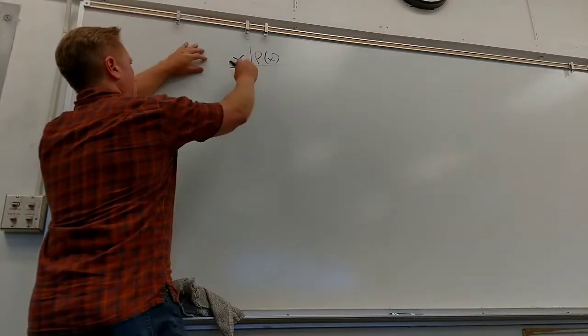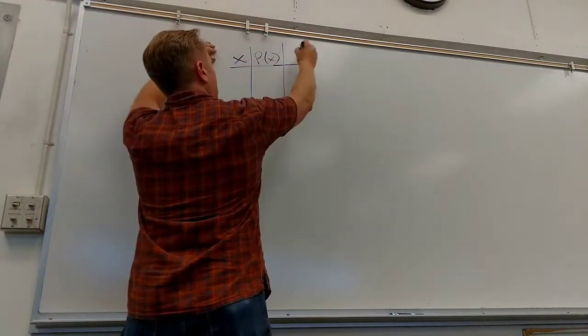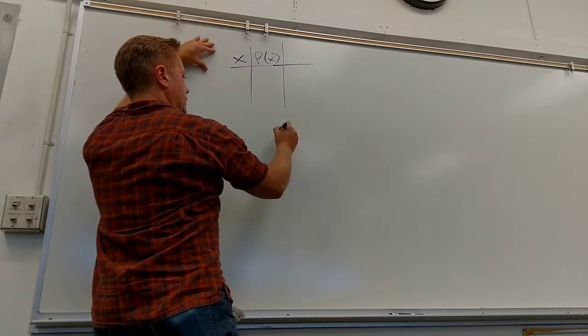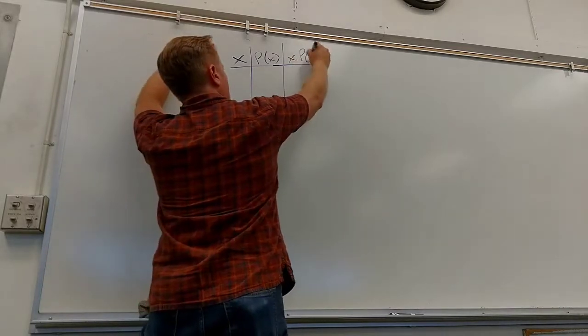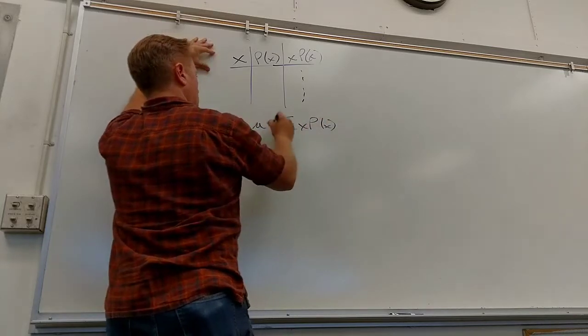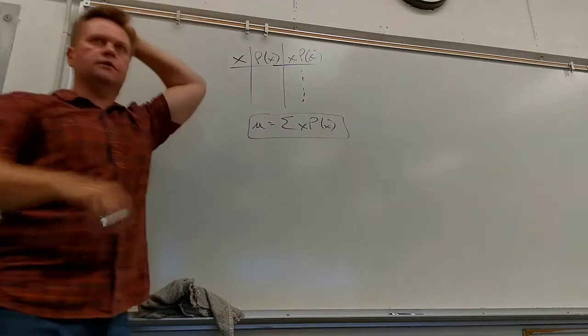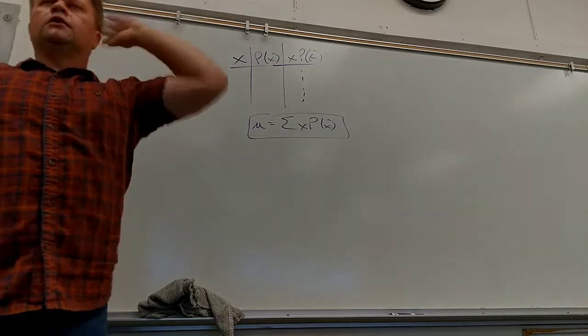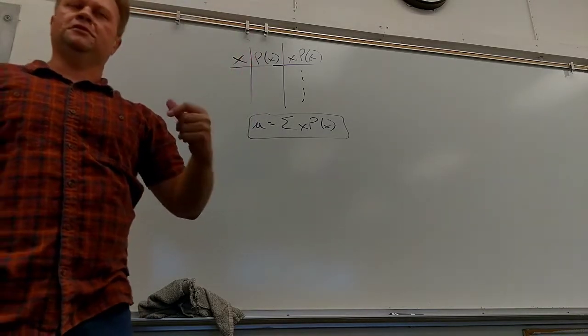I got numbers here. So the first thing we realized is that the mean is this formula, the sum of the x times p of x. We developed that formula together.